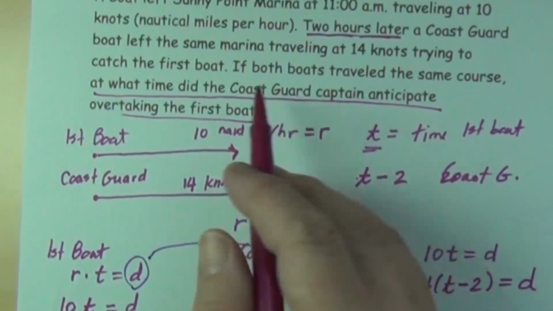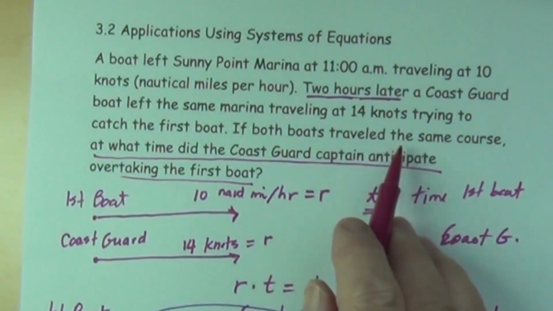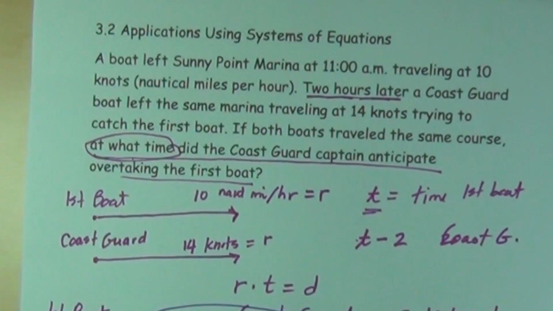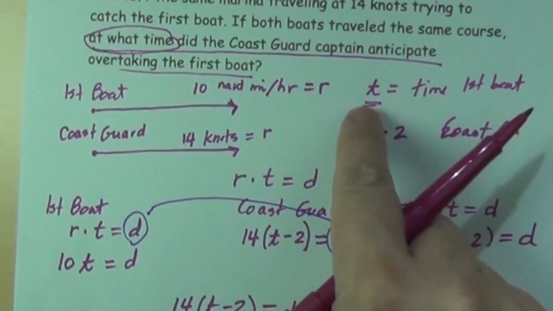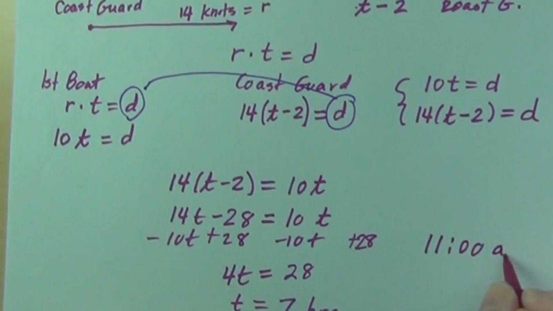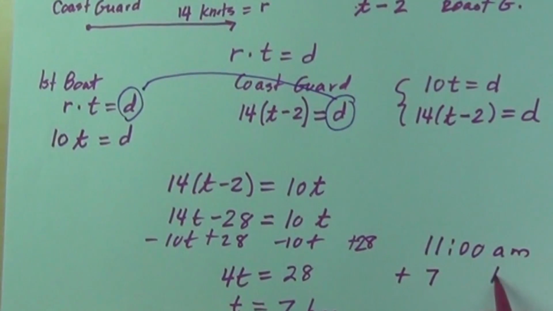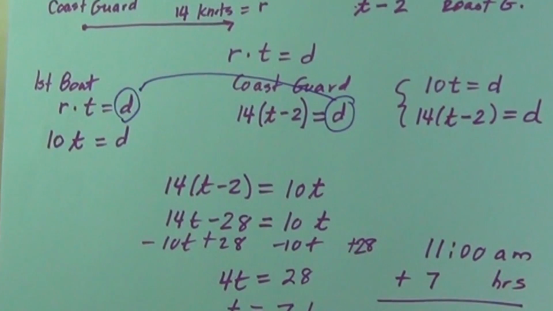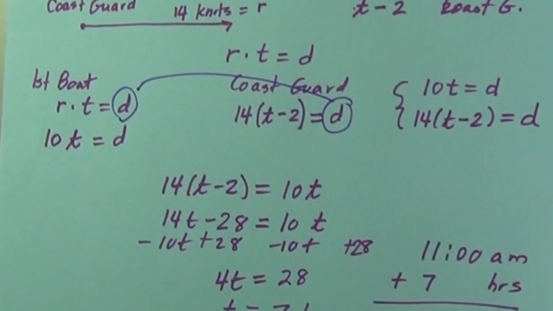Now, what was the question again? If both boats traveled the same course, at what time? Okay, you don't answer 7 hours. At what time did the Coast Guard catch up? Well, we know the time will be 7 hours after the first boat started. So it started at 11 a.m. and 7 hours later, that would be 6 o'clock. Well, 1 hour will get us up to noon, and then we have 6 more hours. It will be 6 p.m. when the Coast Guard catches up.